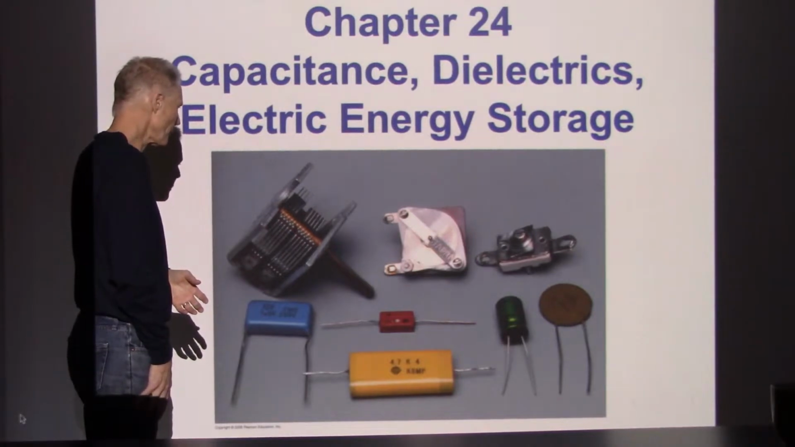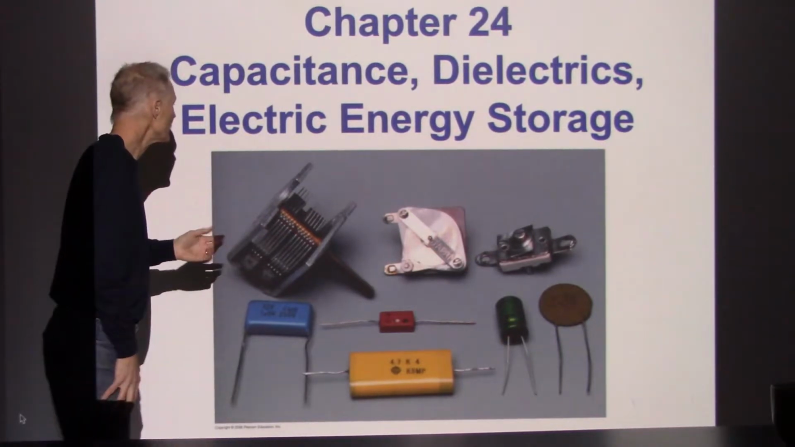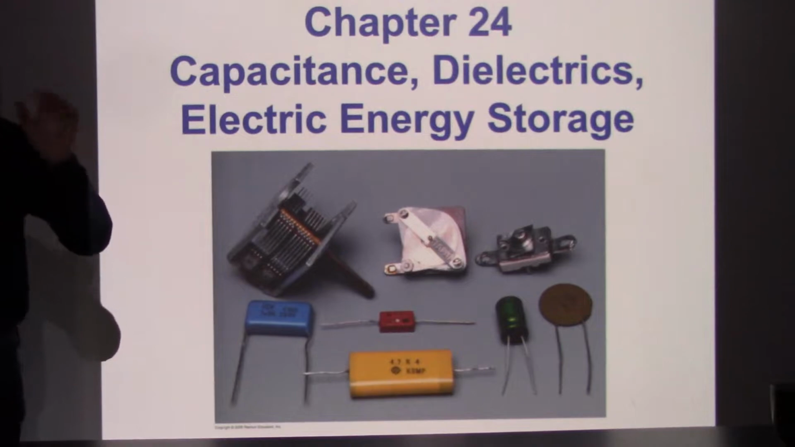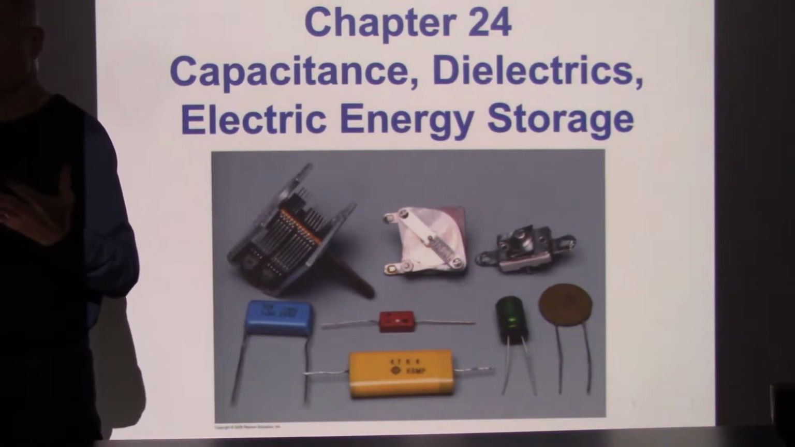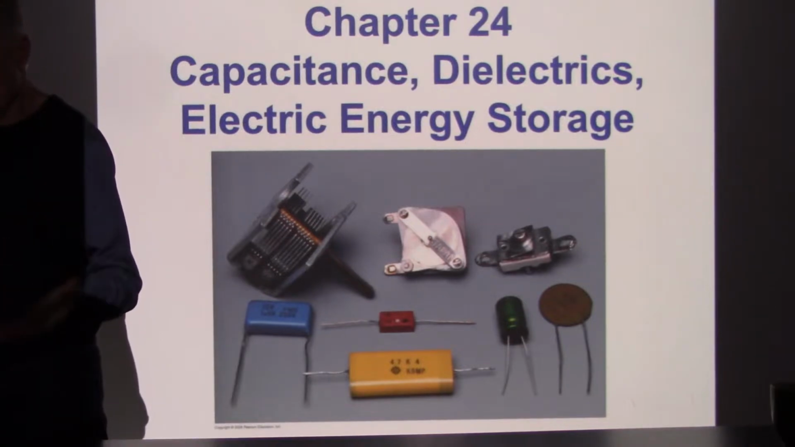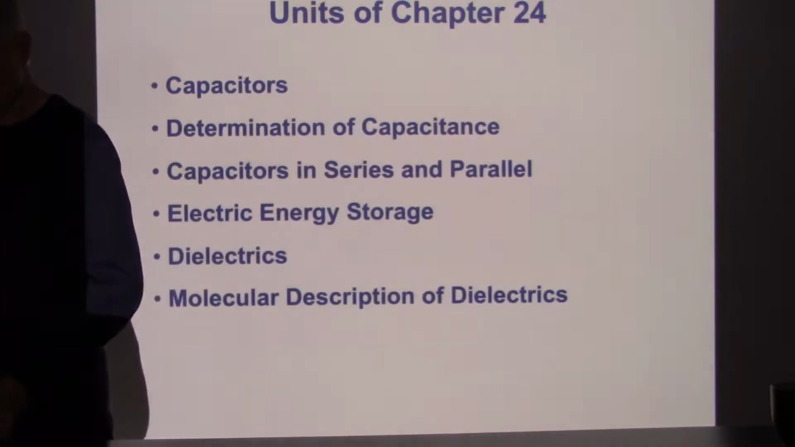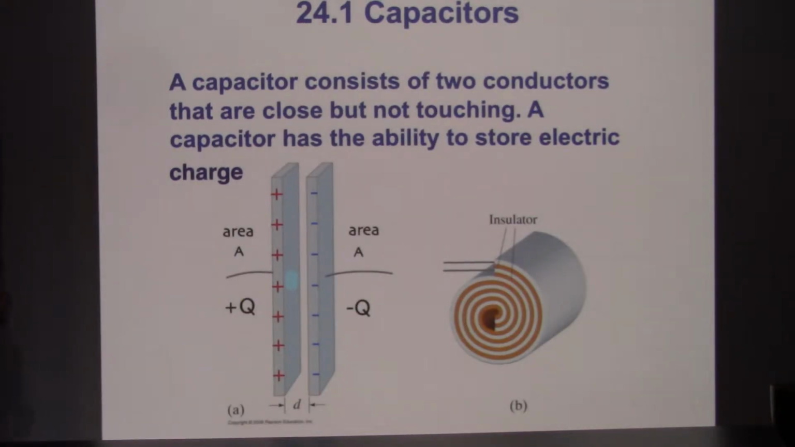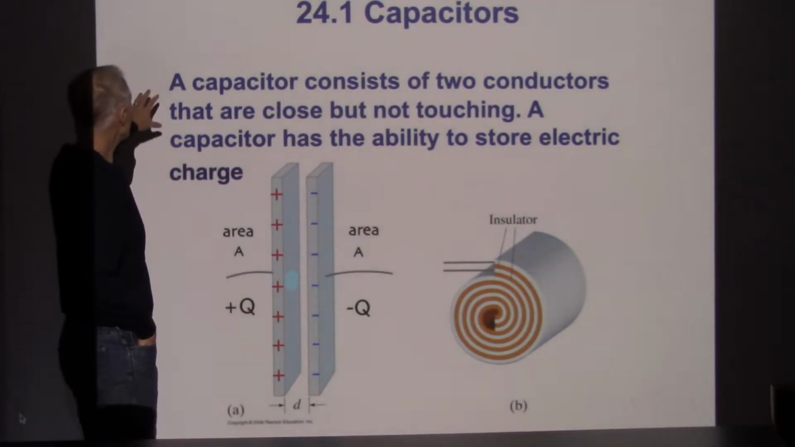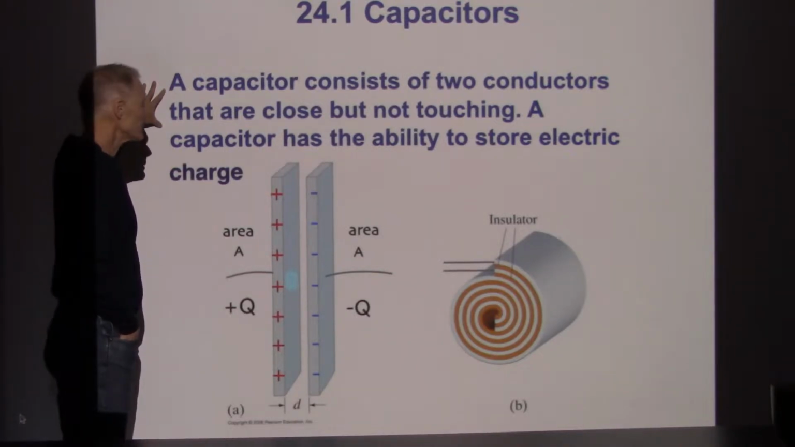These are all examples of capacitors. You may see these if you open up some circuitry that's lying around. Look around your apartment or your home or whatever and see if you can track down some capacitors. So a capacitor is a device.